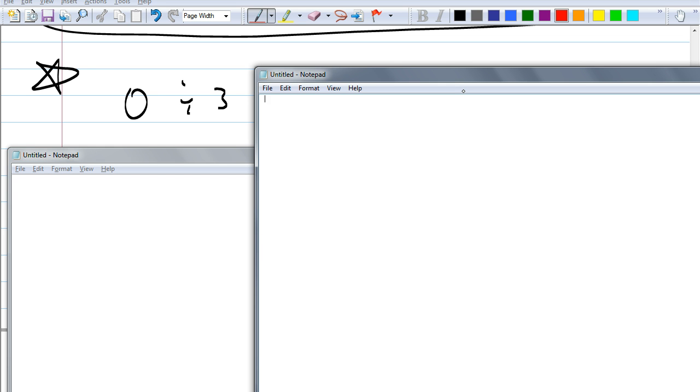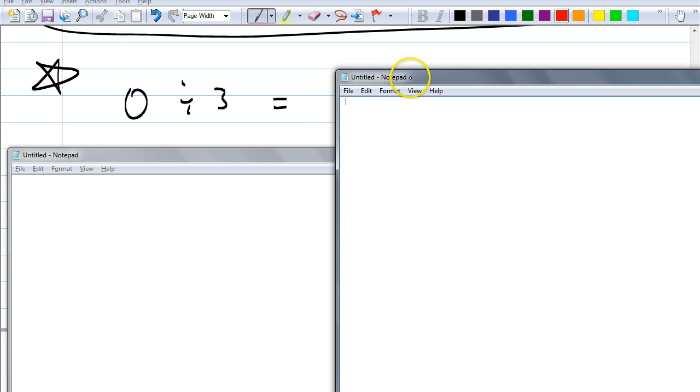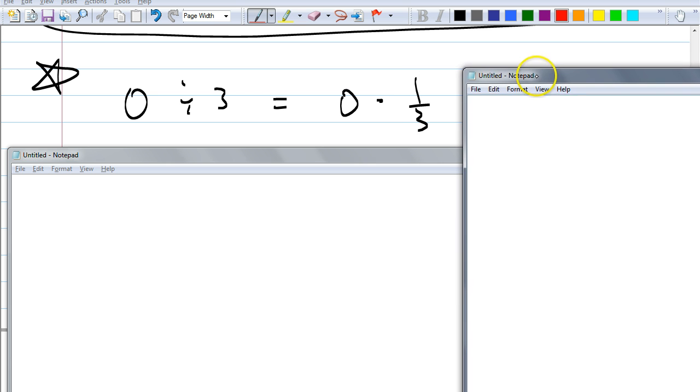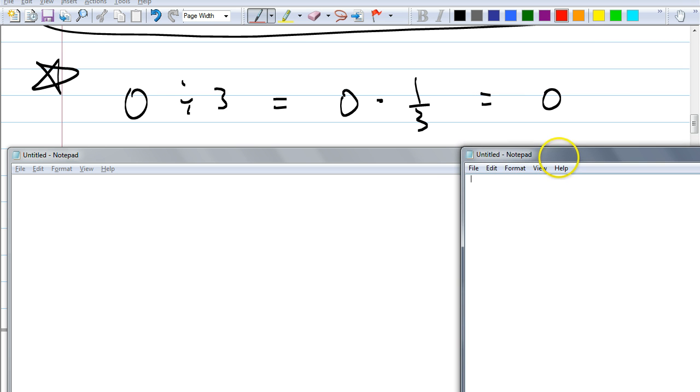Am I dividing by 0 or am I dividing by 3? I'm dividing by 3, right? I'm not dividing by 0, am I? The first number that I'm dividing happens to be 0, but I'm not dividing by 0, am I? Therefore, what's the answer for this, class? This is 0, because what does 0 divided by 3 really mean? 0 times the reciprocal of 3, which is not negative. Reciprocal of 3 is 1/3. Okay, you're thinking of subtraction. We're not doing subtraction. This is division. So 0 times any number is what? 0. Therefore, this is 0.